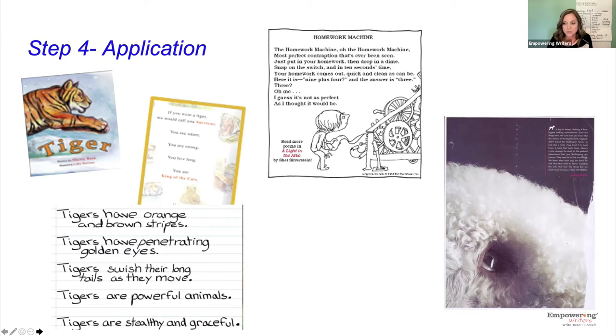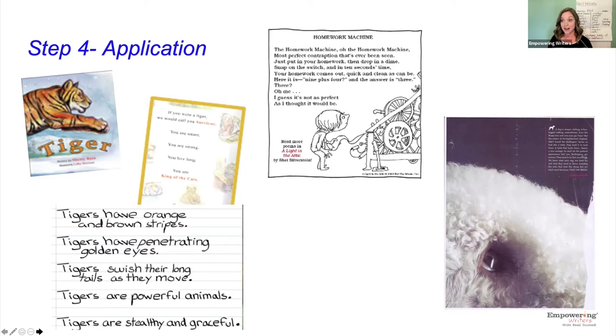Tigers have orange and brown stripes. Tigers have penetrating golden eyes. Tigers switch their long tails as they move, and so on. And these are really good facts. The student did respond the way that they were told with some facts about tigers. But if we were to put that into a paragraph, of course, we would not want tigers, tigers, tigers, tigers. And if we went back to the book Tiger, we see that tigers were called survivors and king of the cats.